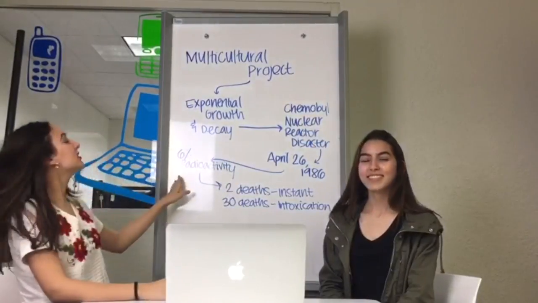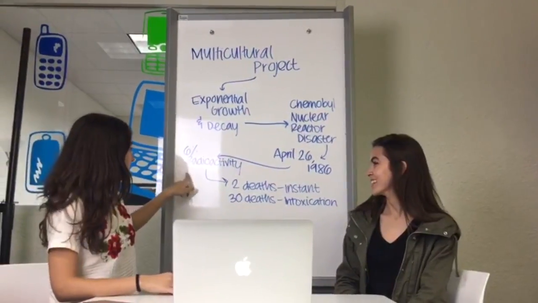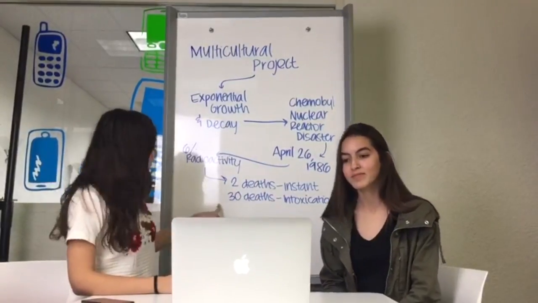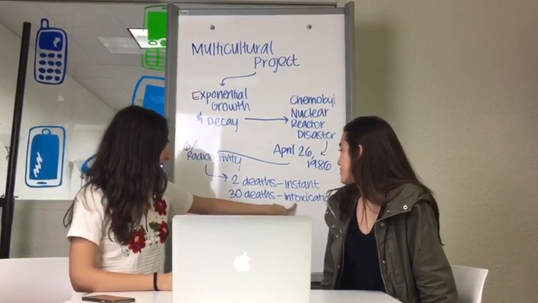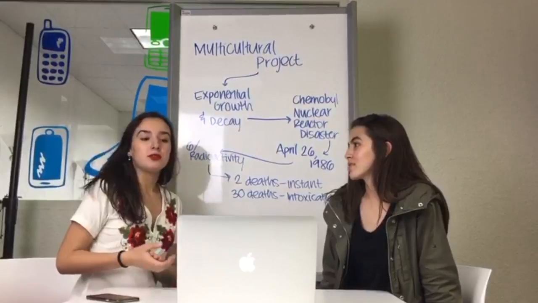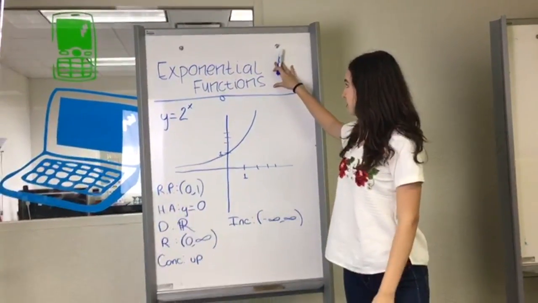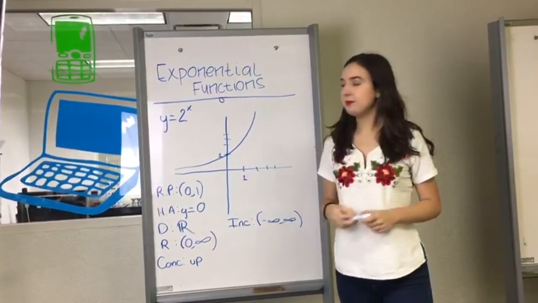1986, and the explosion caused 6% of radioactivity, which caused 2 instant deaths and 30 deaths from intoxication by radioactive wastes. This is the exponential function graphic summary.